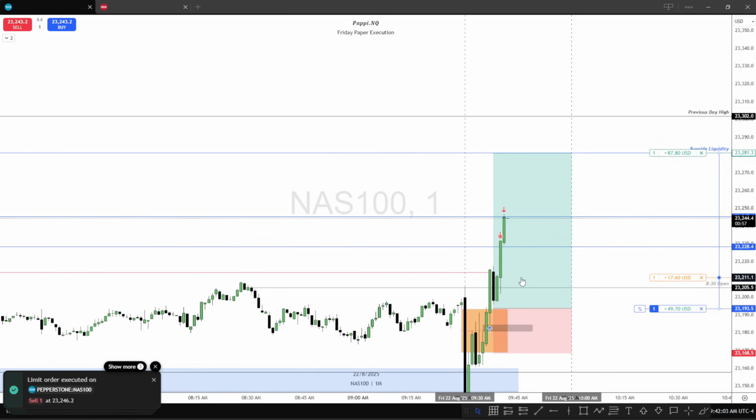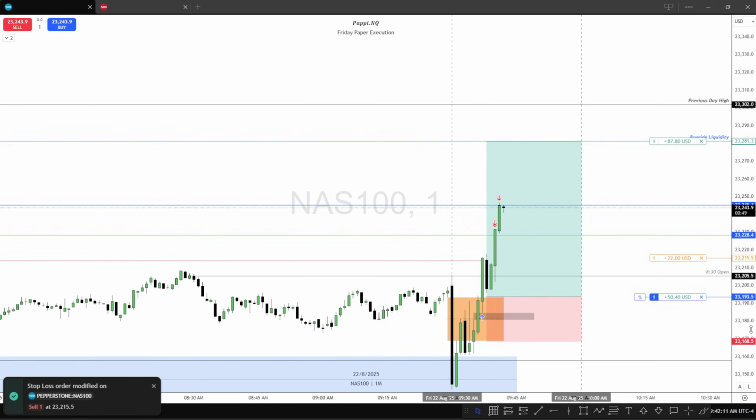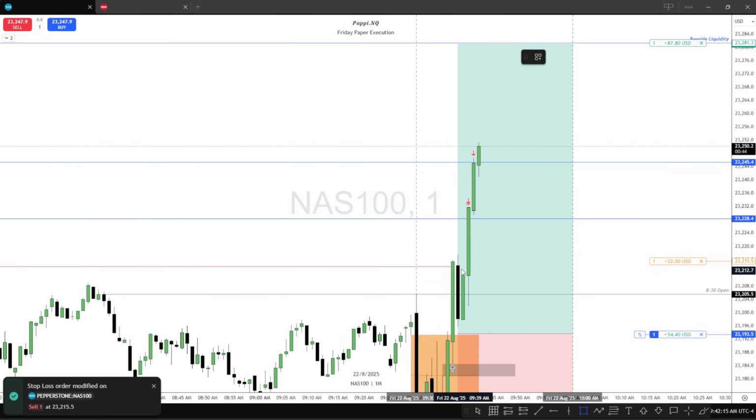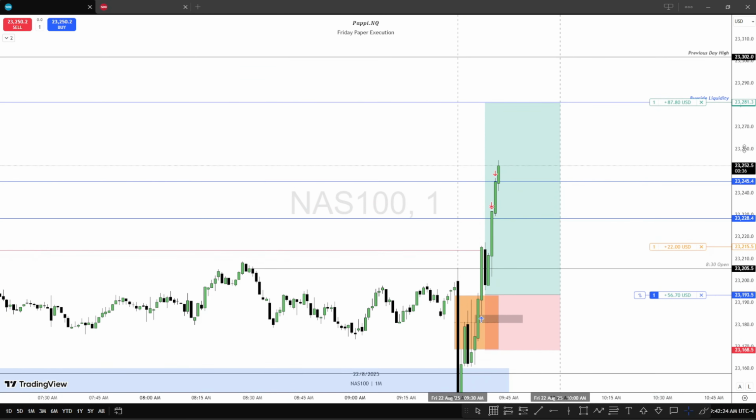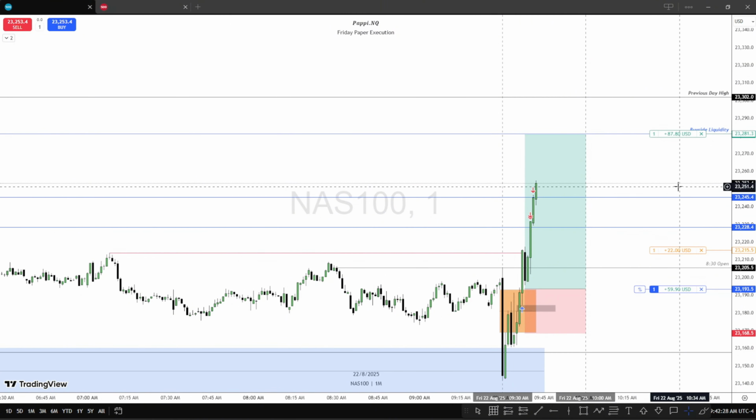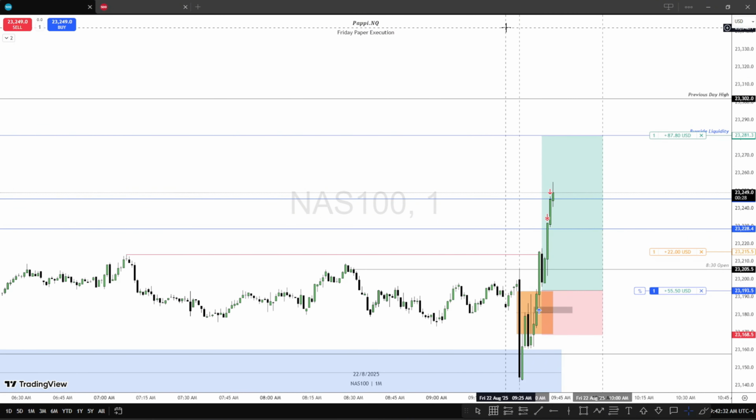Yeah, so that's TP3 right there. I'm trailing my stops now just above the other block we have right there. And also we see we have another bullish fair value gap just above the other block right there.